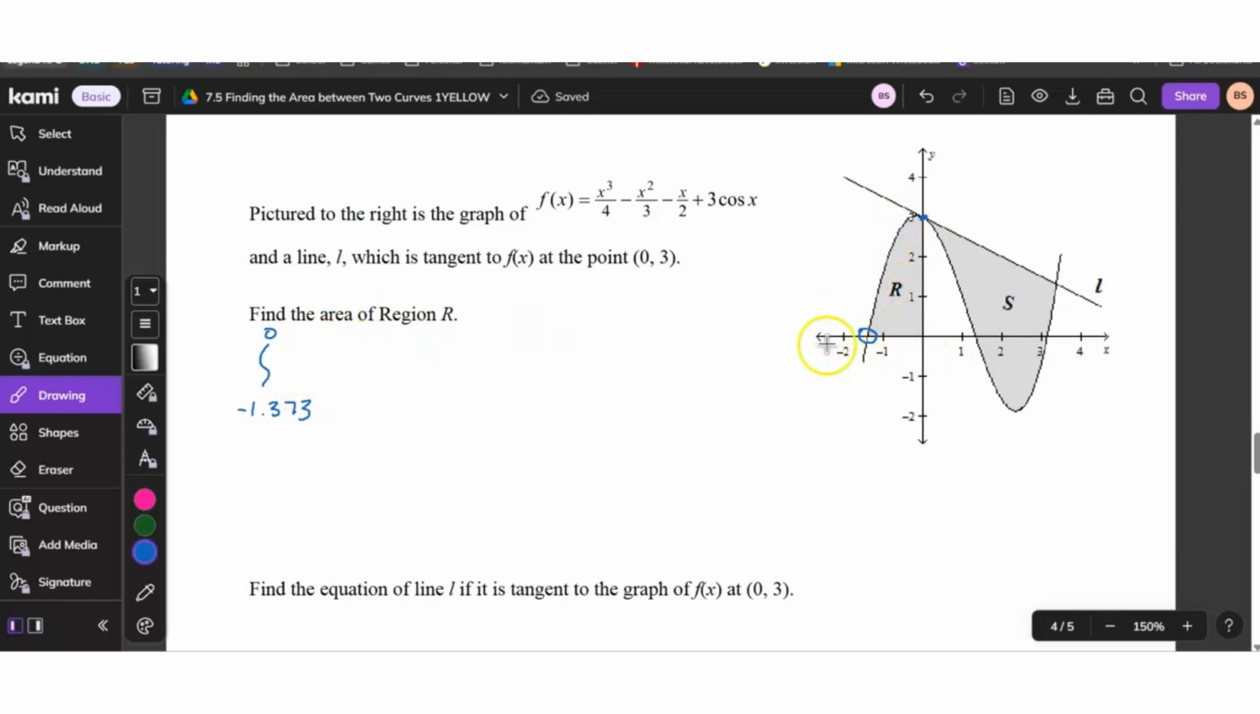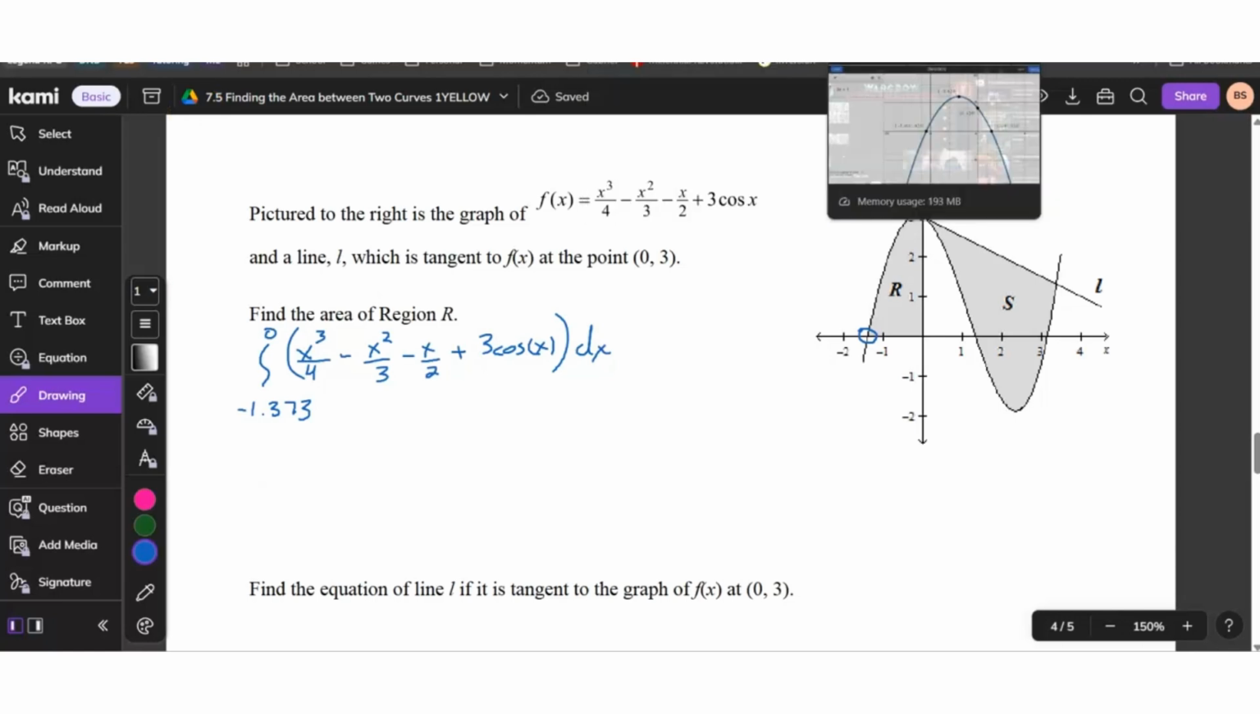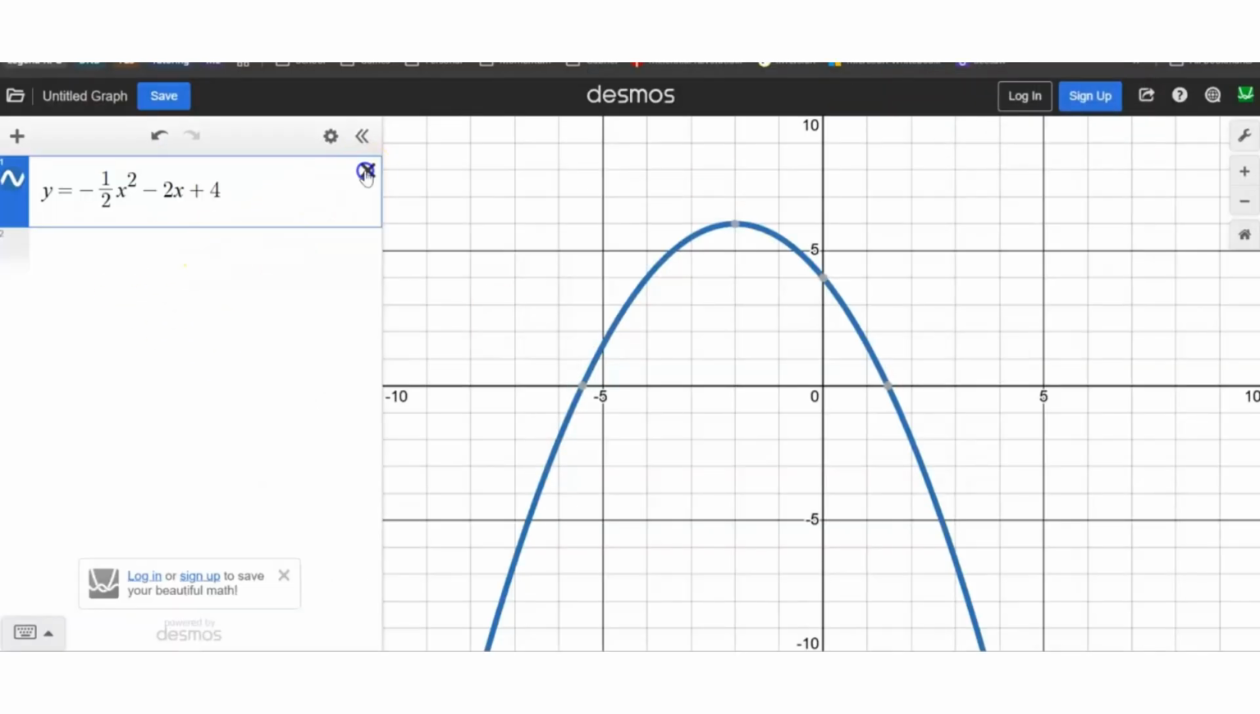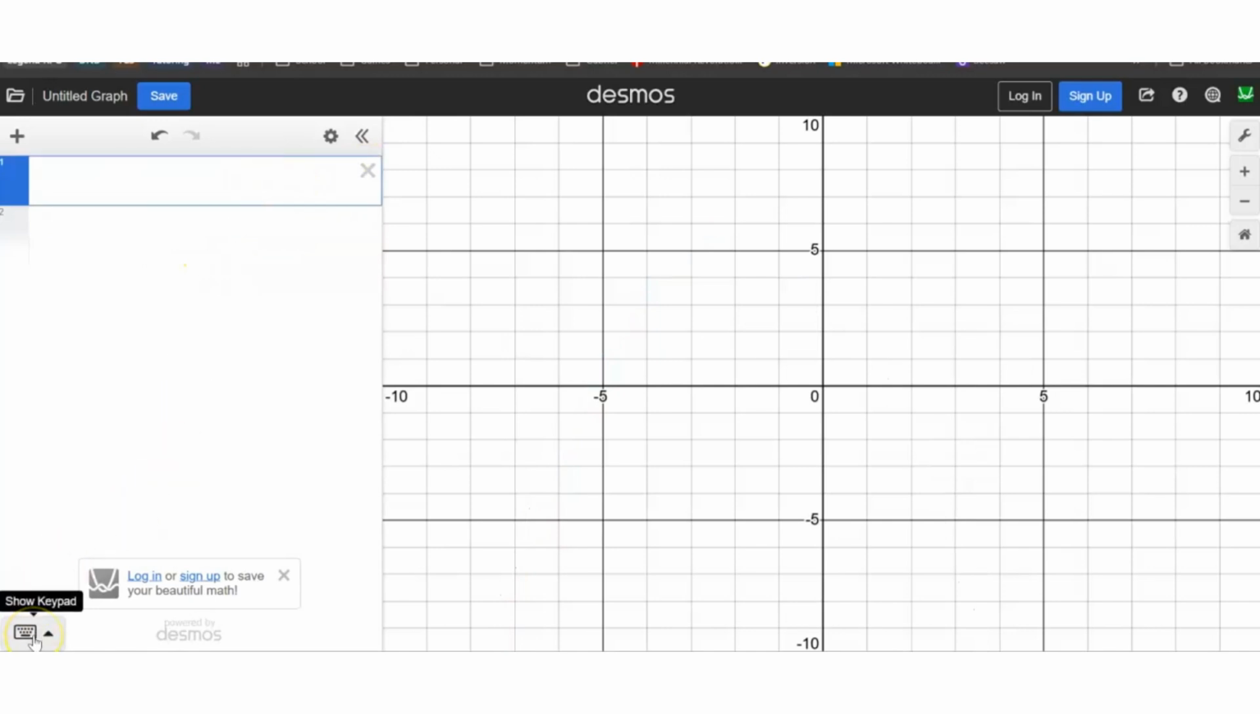Of just that first function, so that is x cubed over 4 minus x squared over 3 minus x over 2 plus 3 cosine x, and then all dx. So, if it's a calculator question, what could I do? Use your calculator. Wait, where'd you get that number? So, it's the integral, which number? Or did you get 1.3? Okay, I got it because I did this.